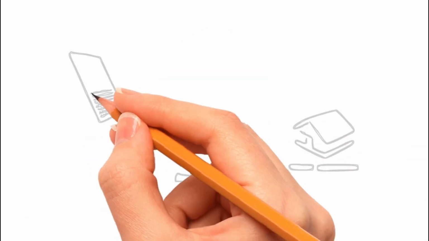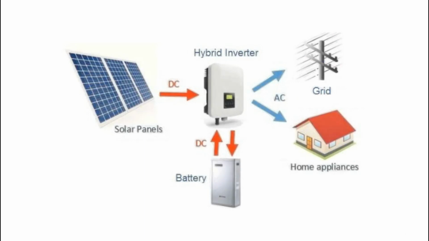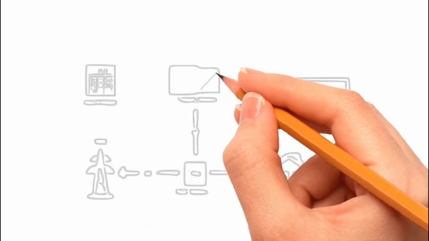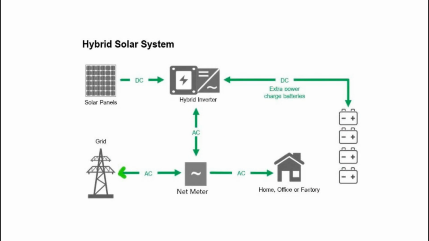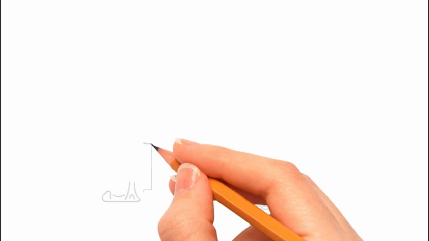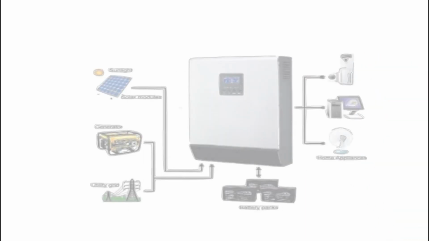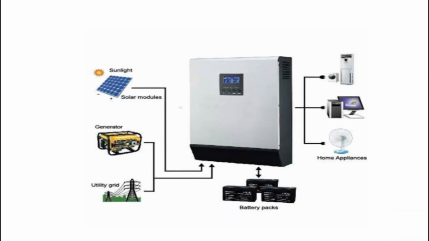So friends, now let us see the last one, the hybrid solar system. This solar system is a combination of on-grid and off-grid solar systems. Basically, in this type of solar system, there are four main components. First, solar panel. Second, net meter. Third, battery for backup. And fourth, solar inverter or hybrid inverter. This hybrid inverter helps us to connect the grid, battery and our home appliances simultaneously.